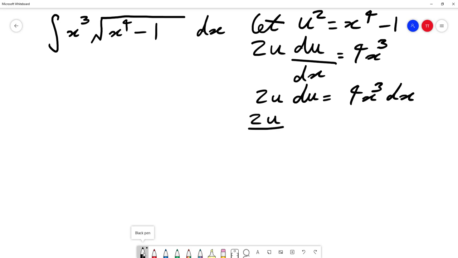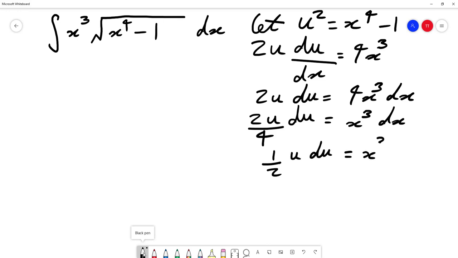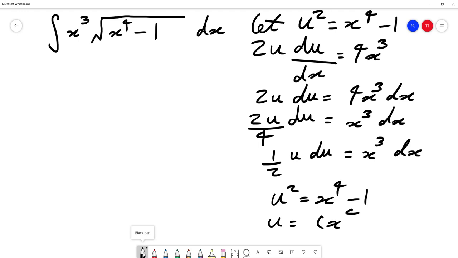So we get 2u over 4 du. Now we've got x cubed dx. That simplifies to a half u du equals x cubed dx. But what about the square root of x to the power 4 minus 1? Well, we can sort that out by saying, well, if u squared is x to the power 4 minus 1, well, u is going to be x to the power 4 minus 1 raised to the power of a half. So now we're ready to integrate.